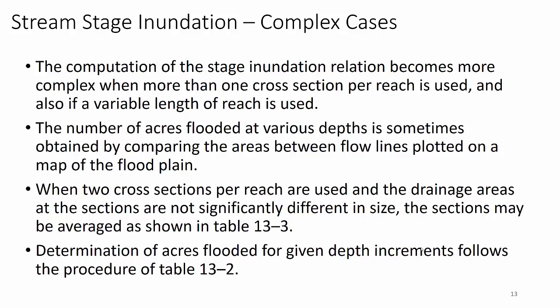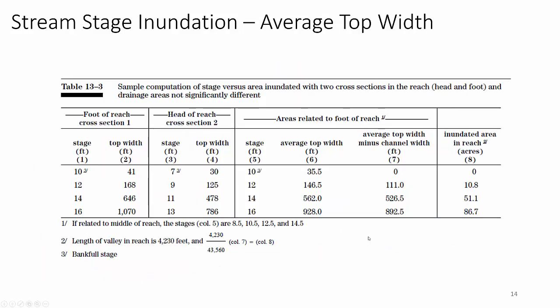with HEC-RAS, and it's not automatic. We have to put a lot of data and time into creating the model, but the model calculates these averages. Computers do that very effectively. So when two cross sections per reach are used and the drainage areas at the sections are not significantly different, they can be used with that sort of standardized approach, because we can assume that they're simple. Determination of acres flooded for given depth increments follows the procedures that we just discussed.